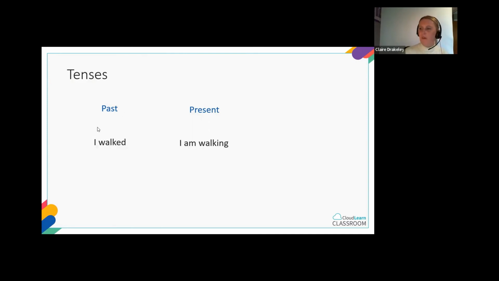Yes, the future of walk is still walk, but now you would add a word. I will walk. I am going to walk. We will walk. It shows that you have the intention to do it, but it's also in the future. Yeah, going for a walk is in the future.